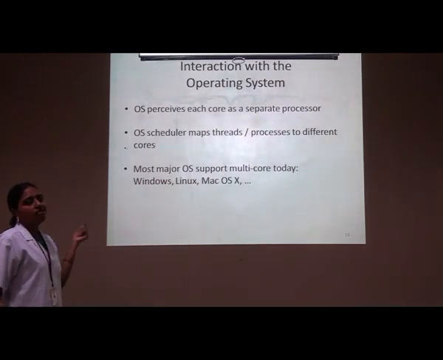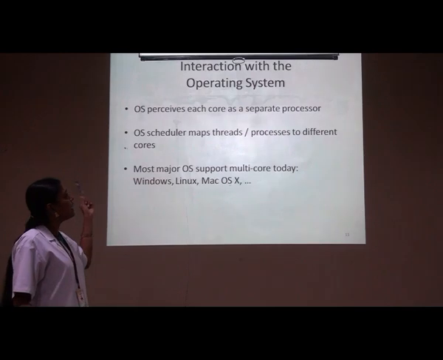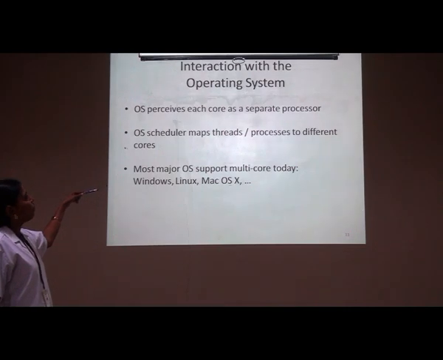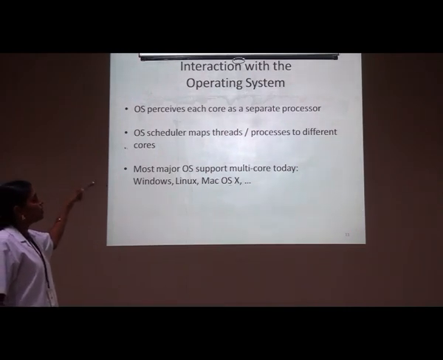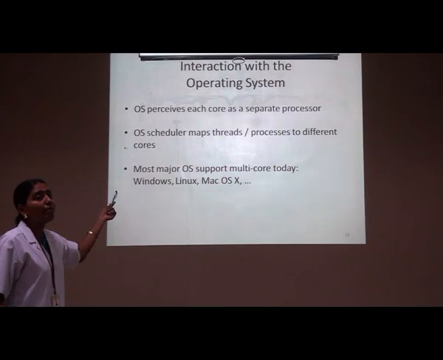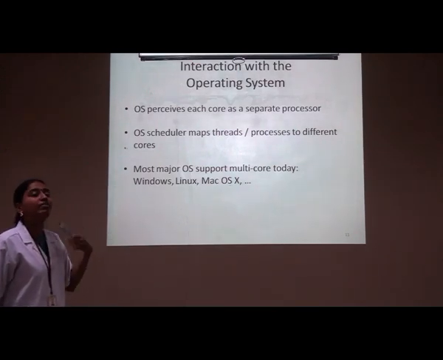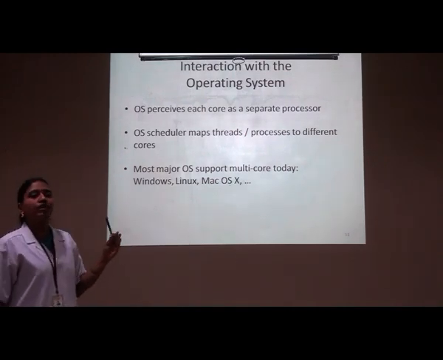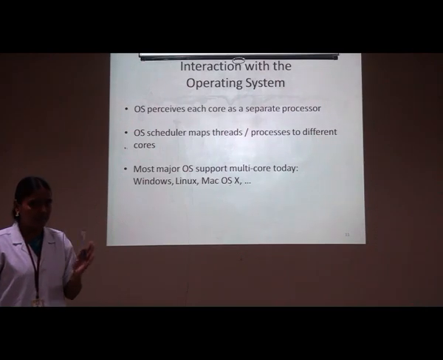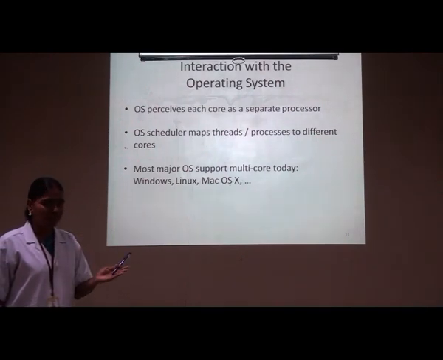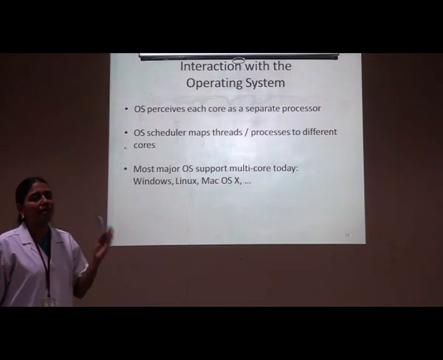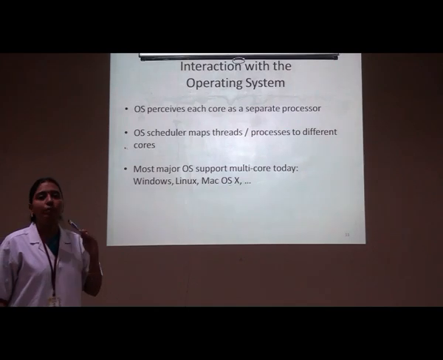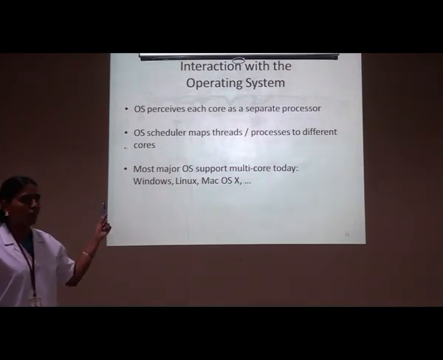What does the operating system do for us? It will consider each core as a separate processor. Automatically, the operating system scheduler will map the threads or processes, whatever we are supplying as application programs, to different cores. So, if 4 cores are used, your programs will get split. They will be executed as processes as well as threads, and the threads will be supplied to each and every core equally, so that our applications will be executed sooner. That is illustrated here.